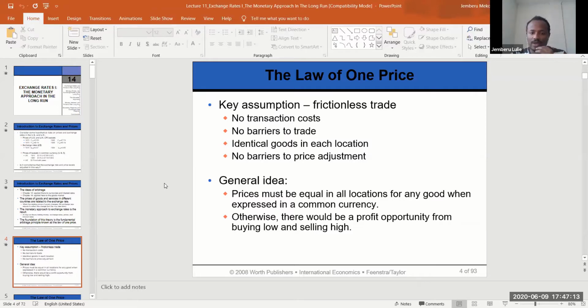However, this doesn't mean it always holds. We will talk about the reasons, but let's begin from this theoretical perspective. What do we mean by the law of one price? In the absence of frictions in trade, the price of the same goods will be the same when measured in the same currency. This is a straightforward concept as long as the assumptions hold true, but we'll see that these assumptions may not hold.